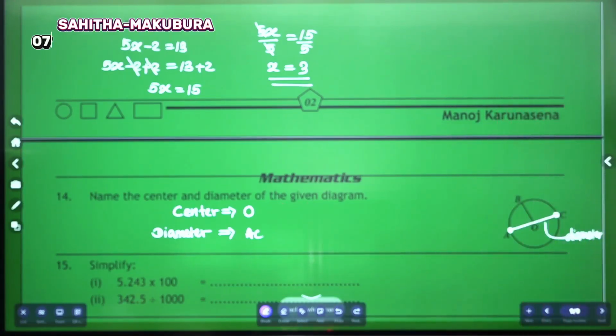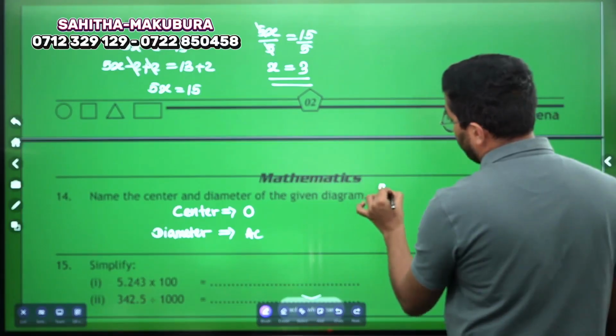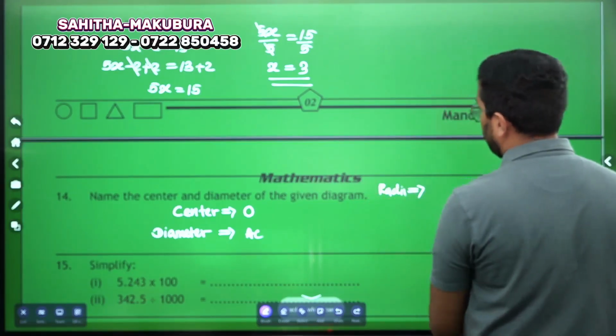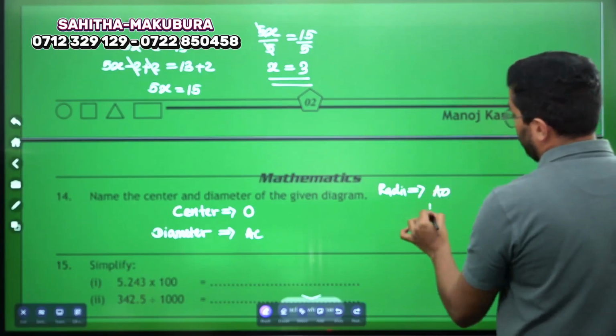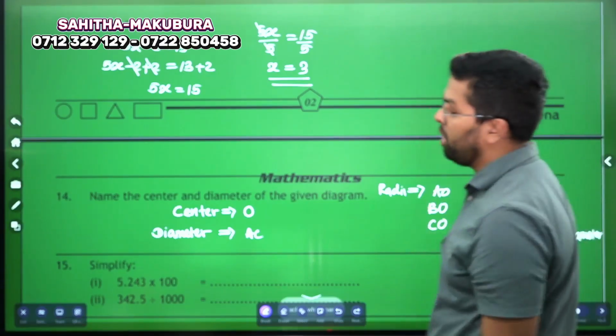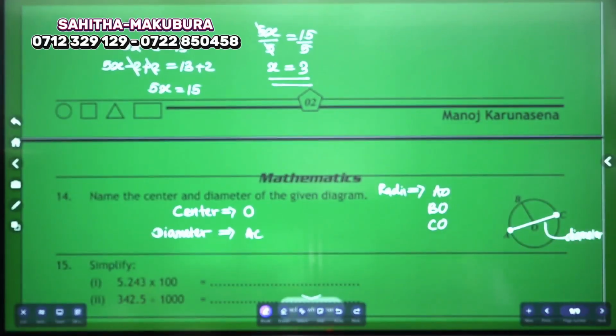Radii is the plural of radius. Right? So AO is a radius. So what are the radii of this circle? AO is a radius. BO is a radius. CO is also a radius. So we have 3 radii for this particular circle. Is that clear? Right.